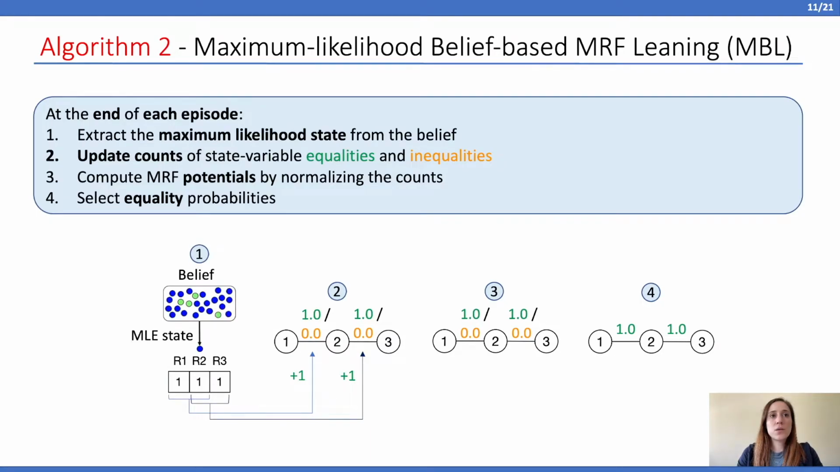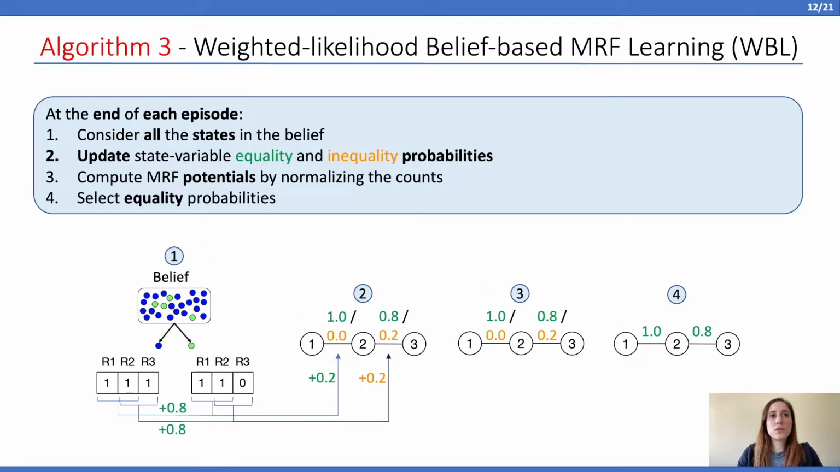The second learning algorithm we propose is the maximum likelihood belief-based MRF learning, shortened to MBL. It leverages information from the state with the highest probability in the belief. At the end of each episode, we extract the state having maximum likelihood in the belief. We use the state variable values in it to update the count of equalities and inequalities among pairs of state variables. Then, we compute MRF potentials by normalizing the count, and finally, we consider equality probabilities.